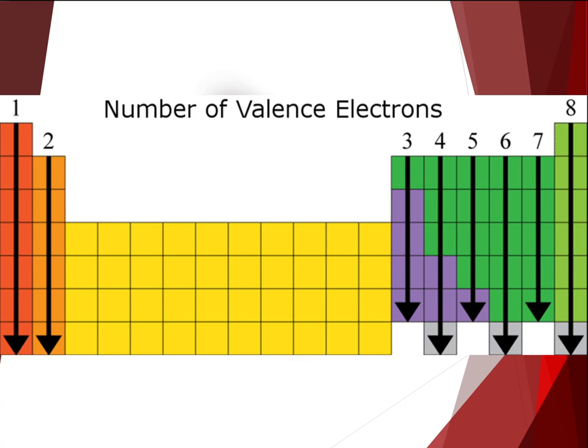Helium, however, is an exception to this rule. It is located in group 18, but it has 2 valence electrons. The elements in groups 3 through 12 do not follow this rule because the elements in groups 3 through 12 have varying numbers of valence electrons.